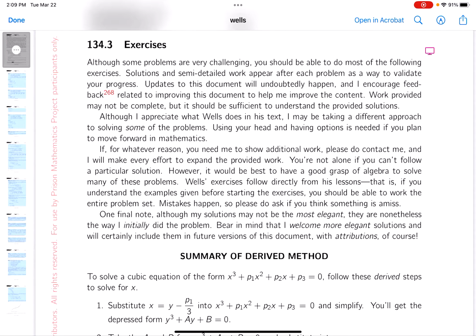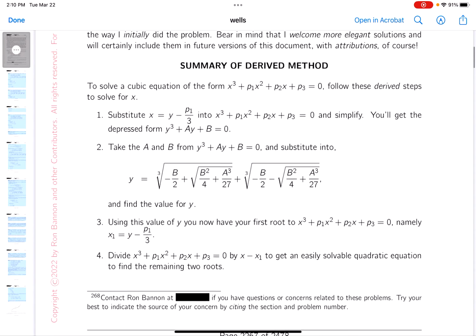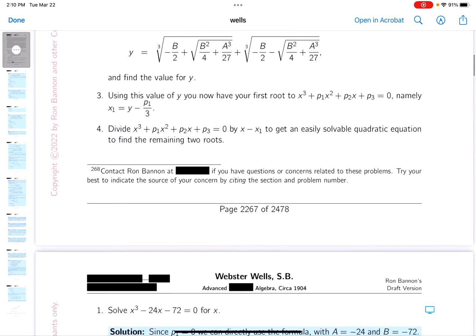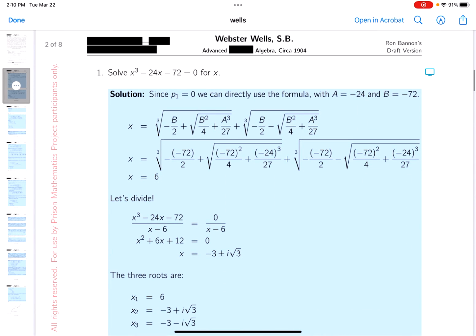Okay, in this section of the notes, I'm going to concentrate on doing the exercises with the summary of the derived method. Right, this is exercise set 134.3. This is the summary of the derived method. So when we do problems, we're going to be looking at this, and we're going to try to follow that. Okay? So let's do this. Start with problem number 1.